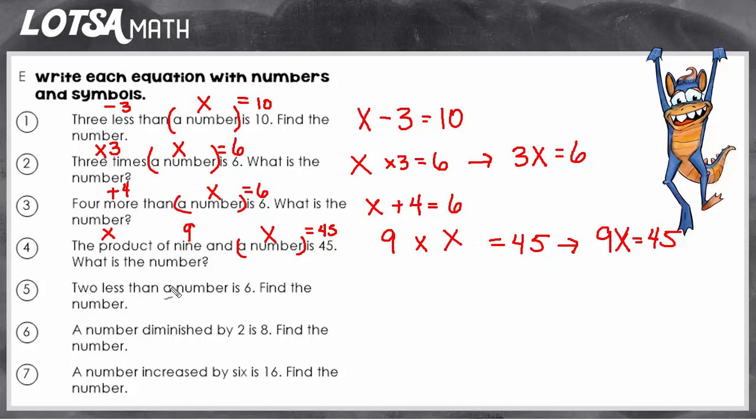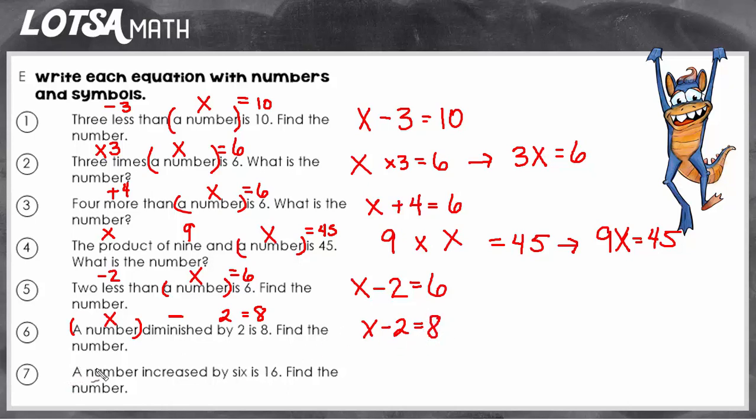Okay, and number 5, we have 2 less than a number is 6. So again, our number is going to be the variable. So 2 less than. So less than is going to be minus 2. 2 less than is the number minus 2. And that's going to equal 6. So when we write it as our number sentence, we have to start with the number and take away the 2 and have it equal 6. All right, on number 6, it says a number diminished by 2 is 8. So a number, that's the variable, and diminished means to make smaller. So that's going to be subtract. By 2 is 8. So we have the number minus 2 is going to equal 8.